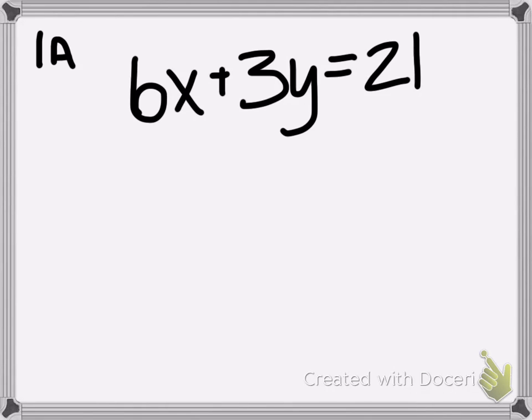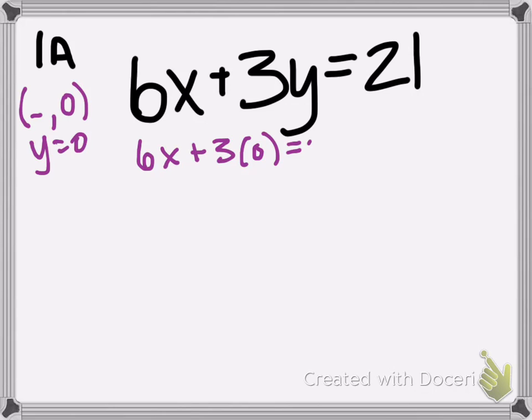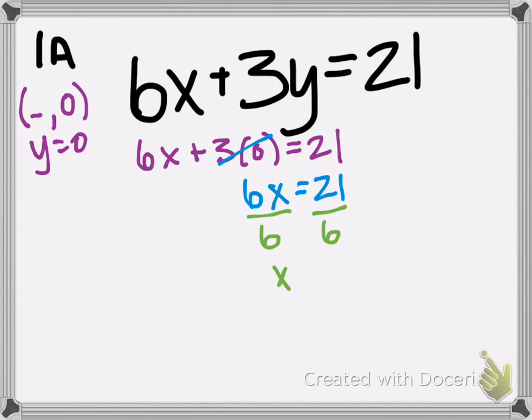So what we have to do is remember that the x-intercept is going to be something comma 0, or that y is equal to 0. So I'm going to substitute 0 into the equation for y. So we have 6x plus 3 times 0 equals 21. And 3 times 0 is 0. So we're left with 6x equals 21. To solve for x, we need to divide by 6. And we get x equals 21 over 6.